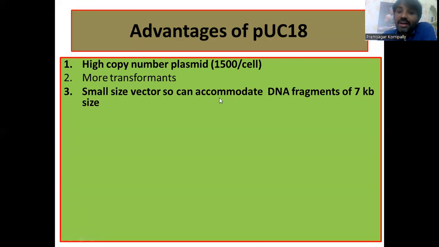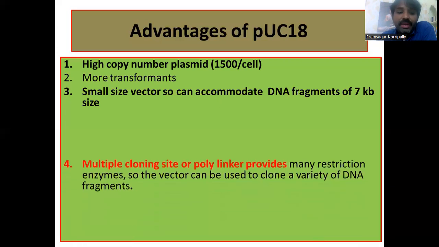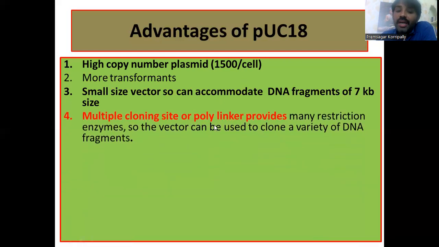A small size vector can accommodate DNA fragments of up to 10 kb, as I told you that plasmids are stable up to 10 kb. Since the vector is 2686 bp, around 2.5 kb, you can clone another 7 to 7.5 kb of larger DNA fragments. If you want to clone larger DNA fragments of 7 to 7.5 kb maximum, you can use this vector.